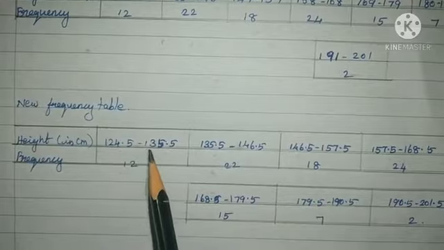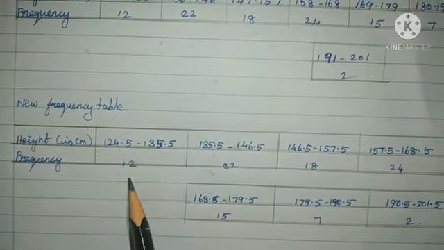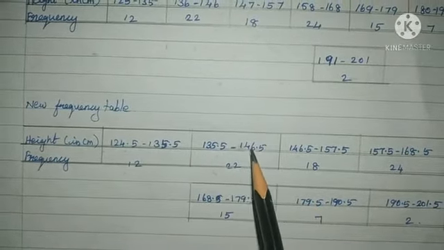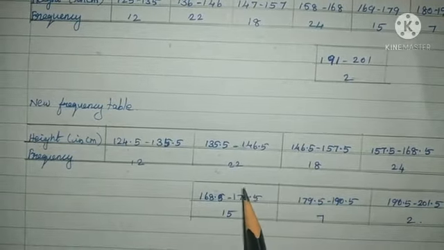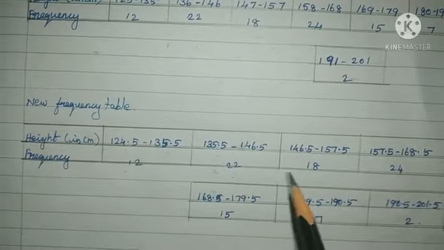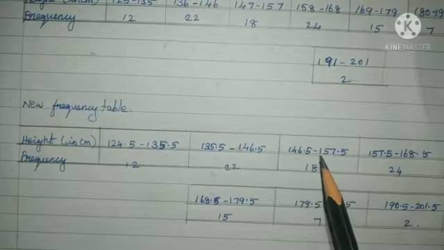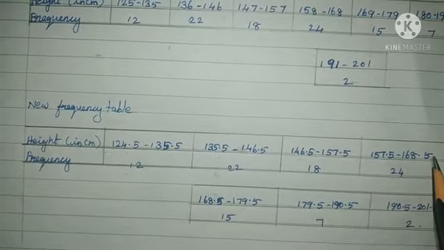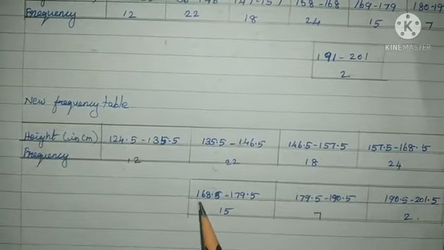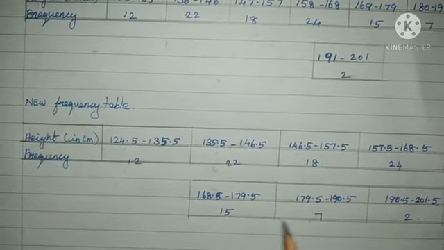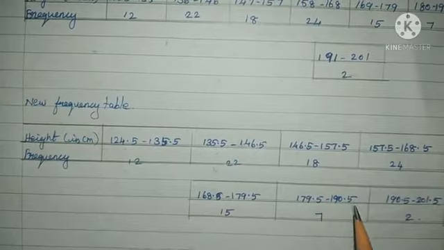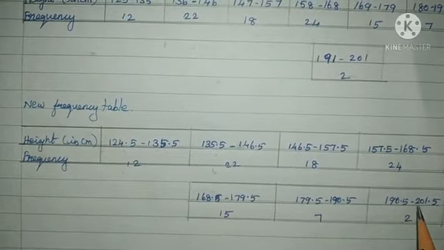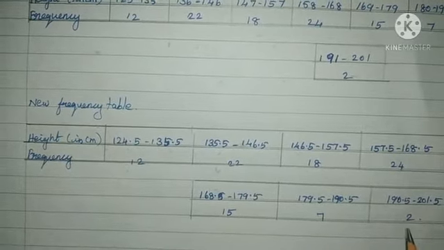124.5 to 135.5, its frequency is 12. 135.5 to 146.5, its frequency is 22. 146.5 to 157.5, it's 18. 157.5 to 168.5, it's 24. And 168.5 to 179.5 is 15. 179.5 to 190.5 is 7. And 190.5 to 201.5 is 2.